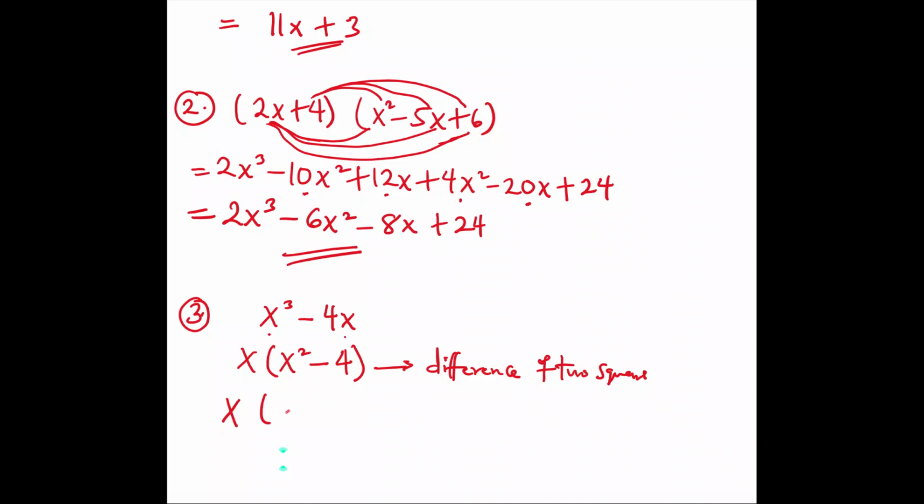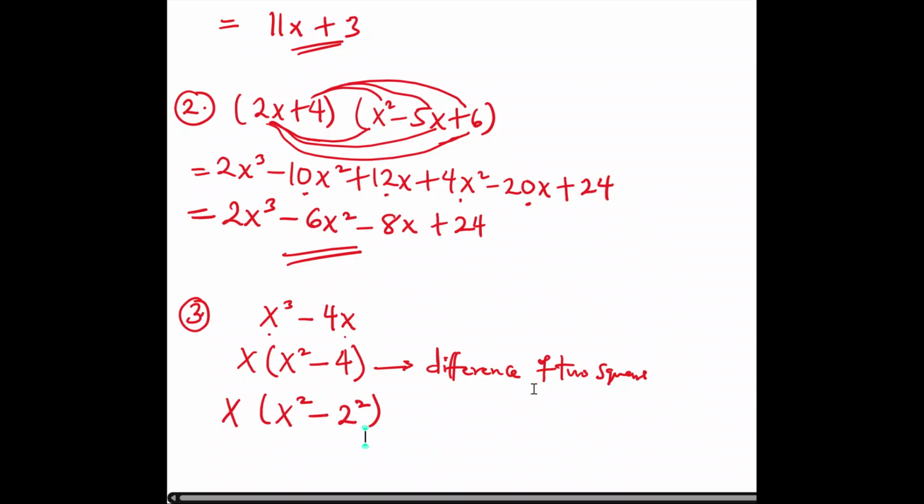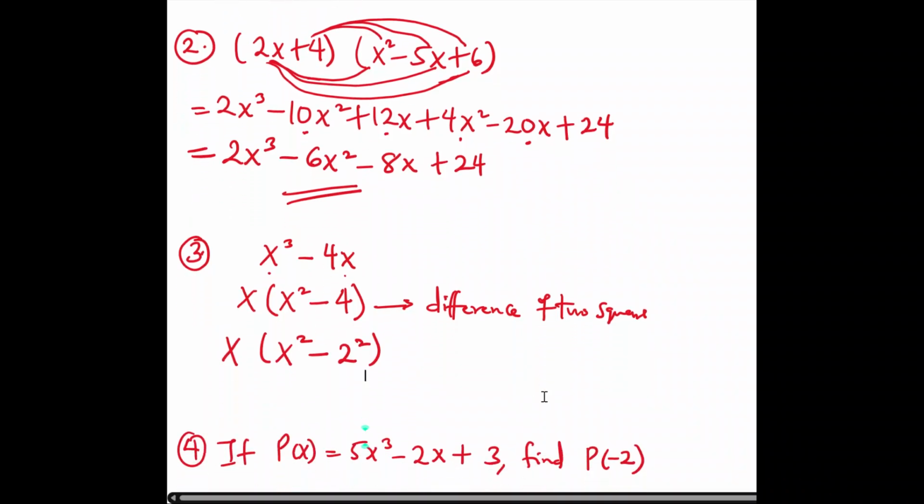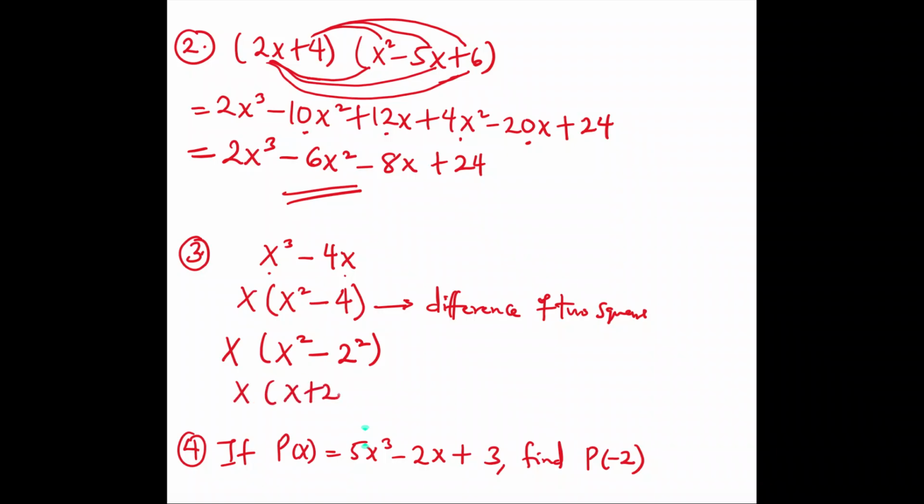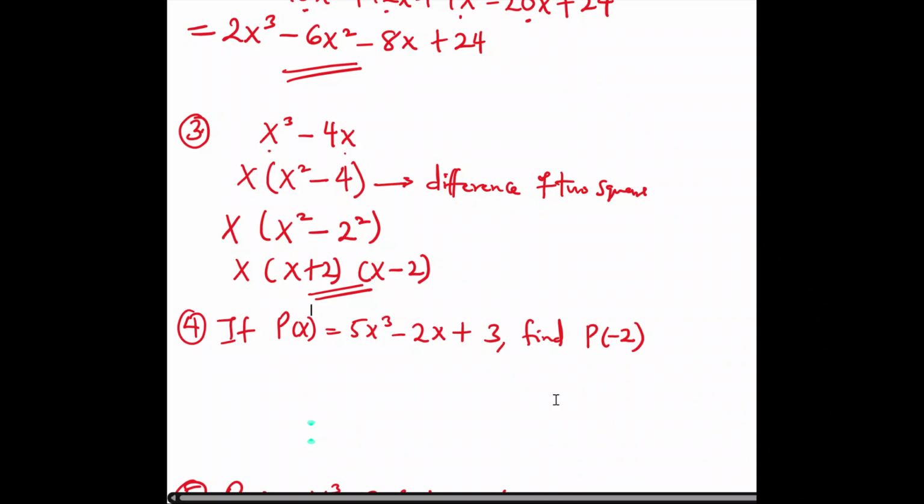So now I'm going to rewrite it as x into x squared minus 2 squared. So when we have two terms that are perfect squares and we have a minus in between them, what we have now, if we break it down, is going to be x into x plus 2 into x minus 2. Okay, so these are the factors we get from x cubed minus 4x. So this is the answer for this question.